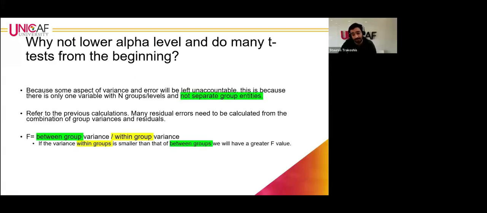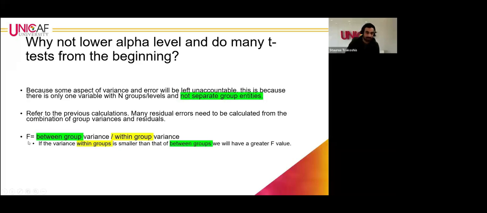Why not lower the alpha level and do many t-tests from the beginning? Because some aspects of variance and error will be left unaccountable. This is because there is only one variable within groups and not separate group entities. Refer to the previous calculations to see how many residual errors there are and need to be calculated from a combination of group variances and residuals.